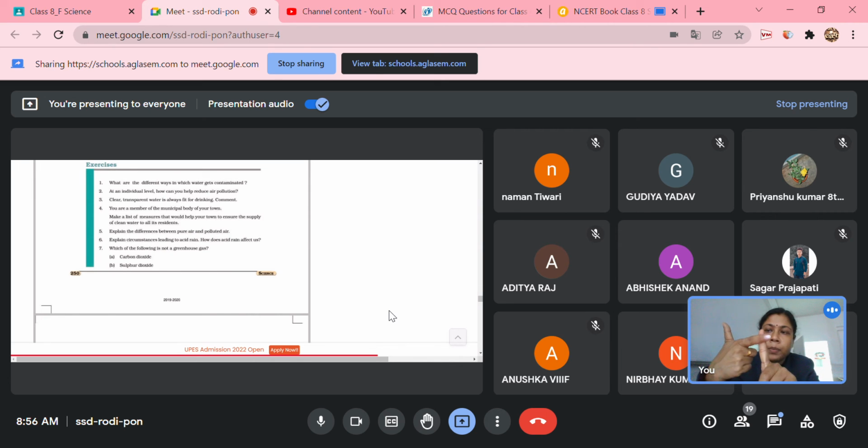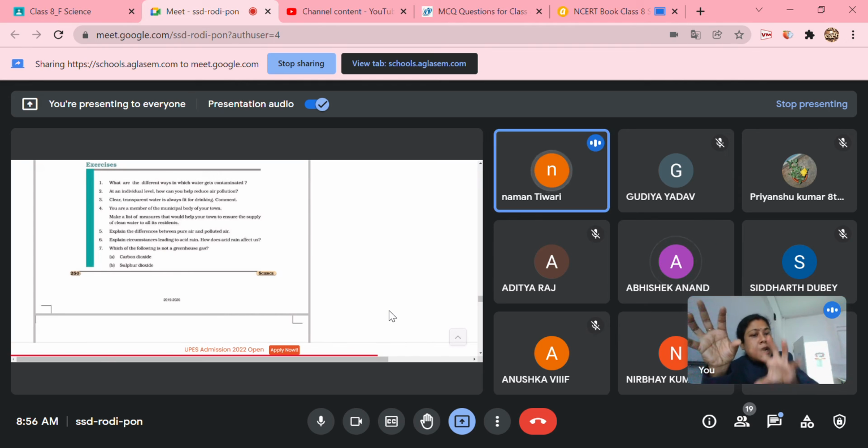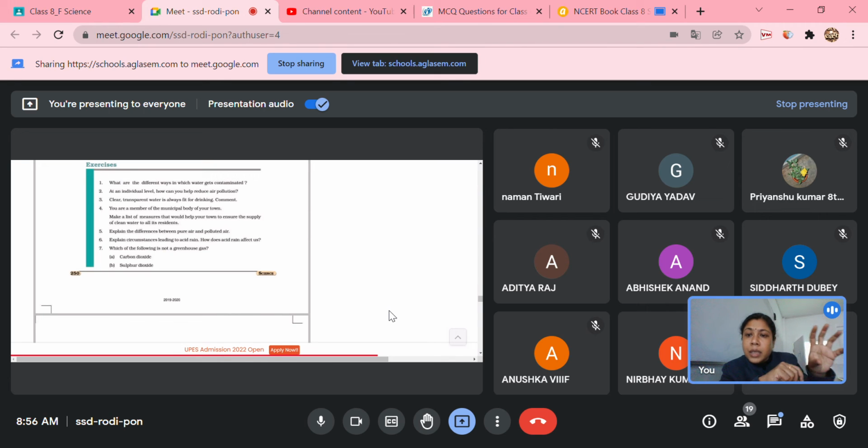78% of nitrogen, 21% of oxygen, then 1% of other gases, which you already know. Now you have to tell about the impure air. What is it? The percentage of harmful substances will increase in that impure air, like nitrogen dioxide, sulfur dioxide, carbon monoxide, methane. So these are all harmful.